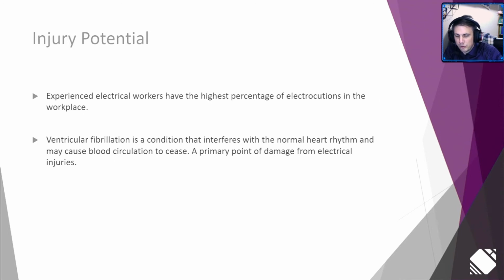And then injury potential. So experienced workers, this is maybe counterintuitive to what you would expect, but experienced electrical workers have the highest percentage of electrocutions in the workplace, and new workers have the least likelihood of electrocutions in the workplace. The reason is that a new worker to a site, a new person in electrical work, has a healthy fear of the electricity, a healthy dose of concern for their safety. Whereas an experienced electrical worker, they've got 20 years on the job, they know what they're doing, they've done it this way all their career.